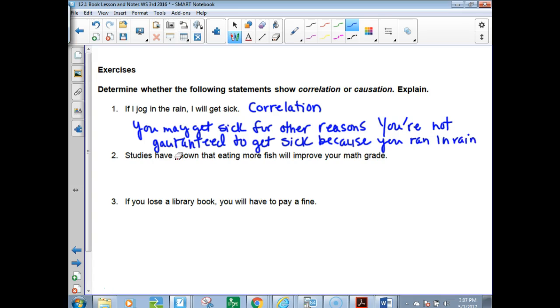Okay, now, studies have shown that eating more fish will improve your math grade. Have they really? You do not need to eat the ocean of fish. There's way too many fish out there.